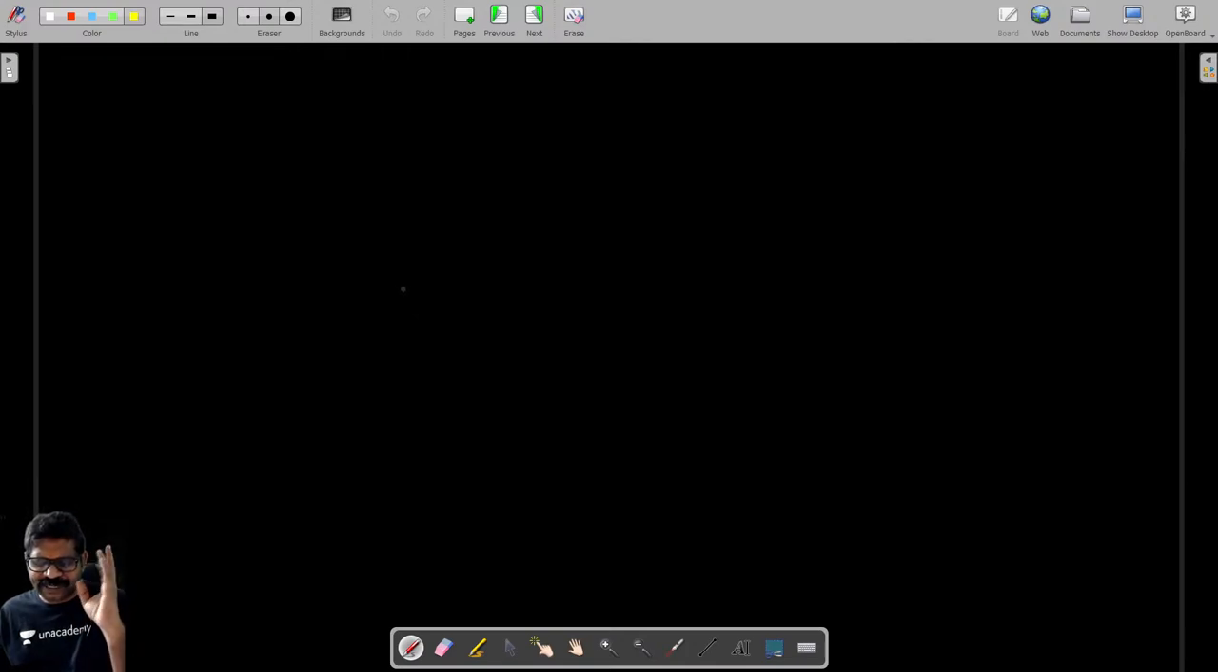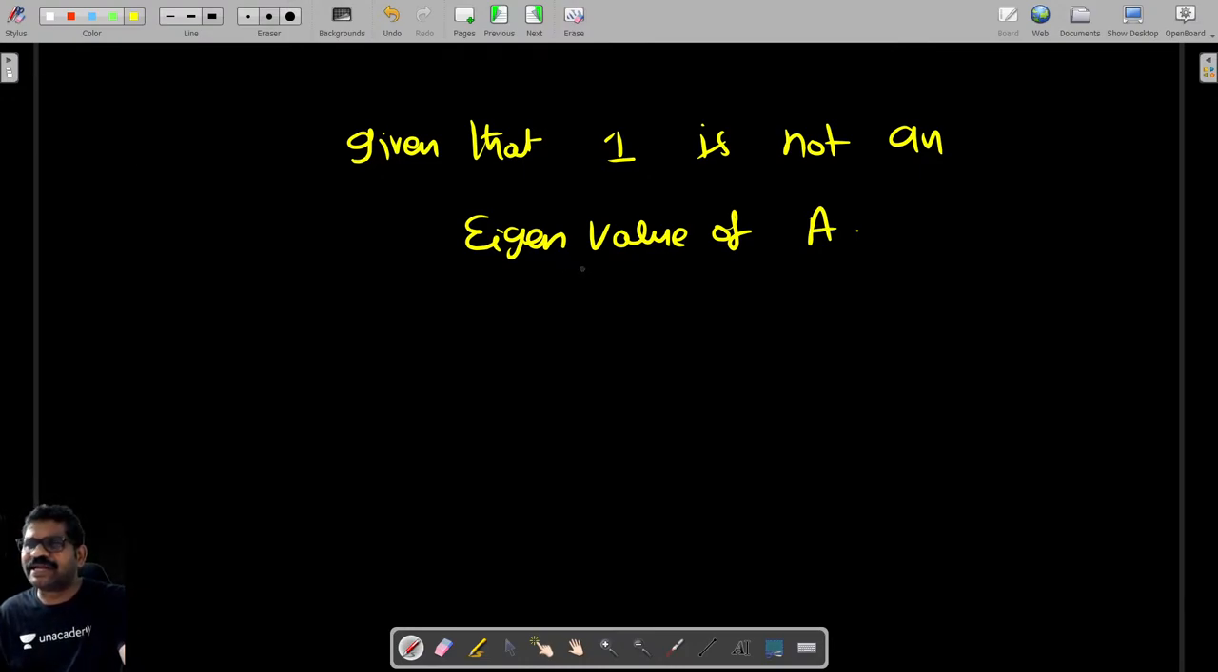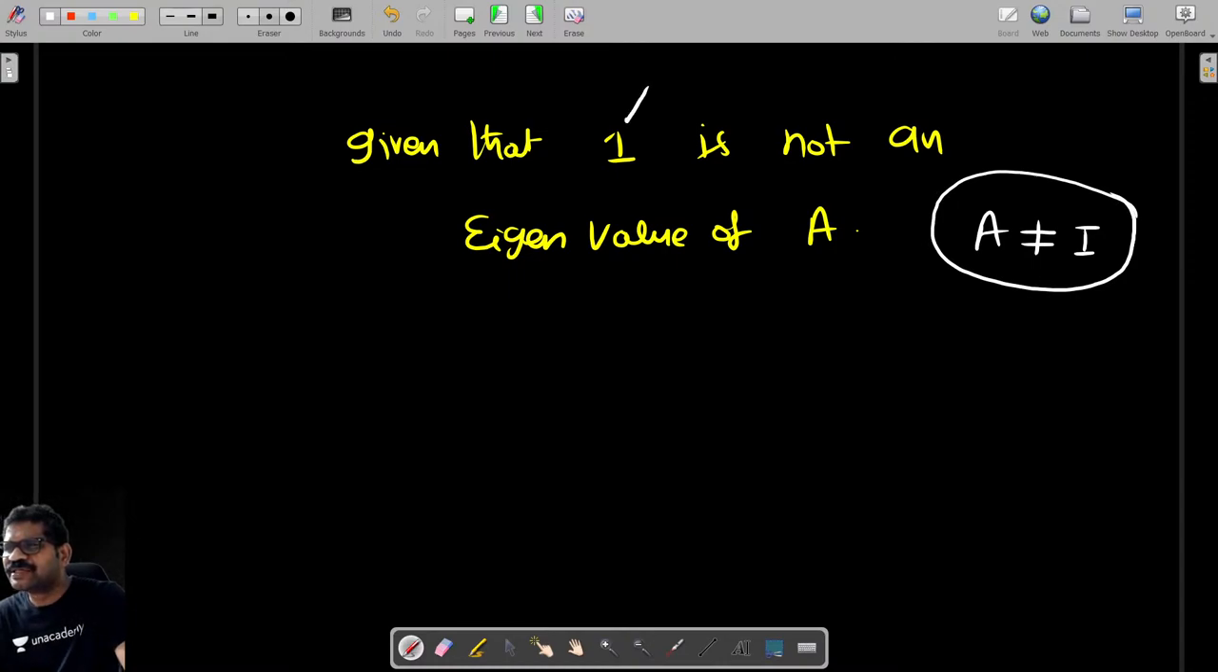I am writing three points here. First point, given that 1 is not an eigenvalue of matrix A. It is not my assumption, it is given in the data. Given that 1 is not an eigenvalue of A, therefore we have one conclusion: A is not equal to the identity matrix. Since 1 is not an eigenvalue of A, the given matrix is not an identity matrix, not a unit matrix. That is the first point. Next, second point.